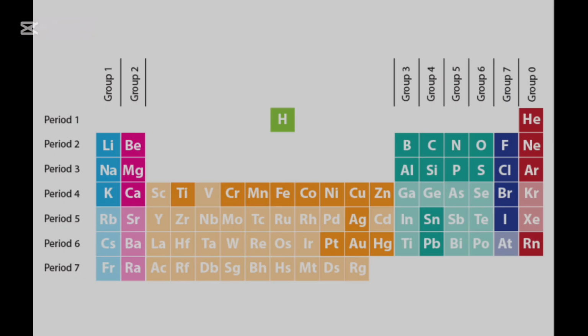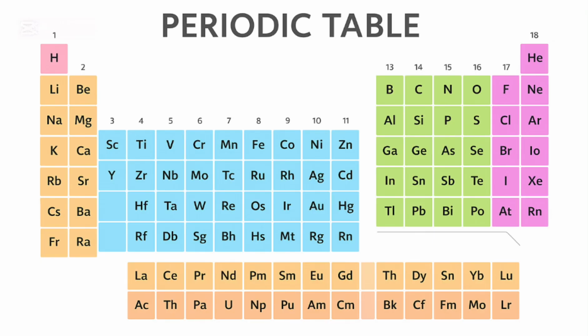You can see that the vertical columns involve the groups, which are from group 1 to 0, and the horizontal rows involve the periods, which is period 1, from hydrogen down to francium. Now, that is the first structure of the periodic table that shows the group and the period, and here's the overview of the periodic table.